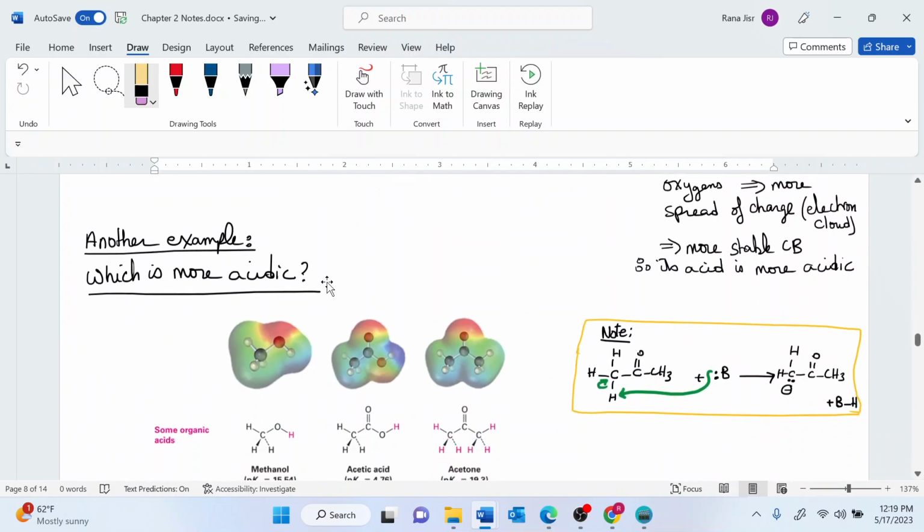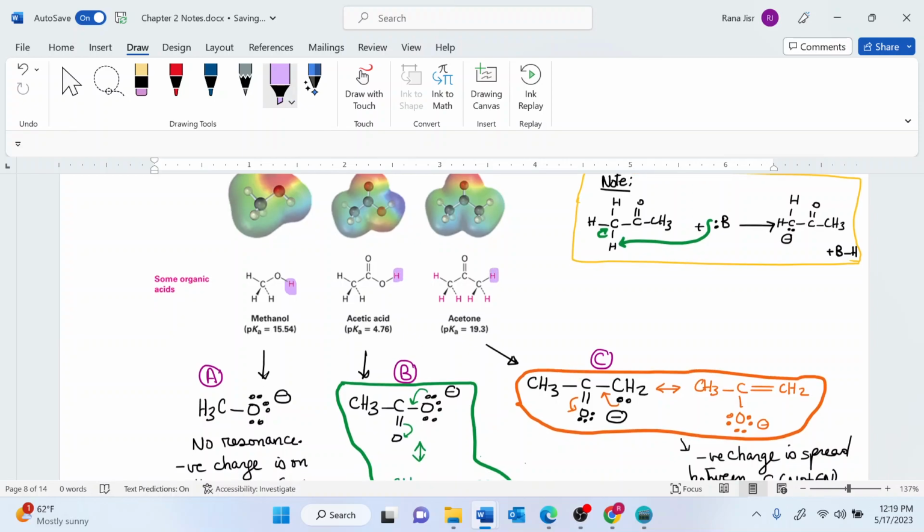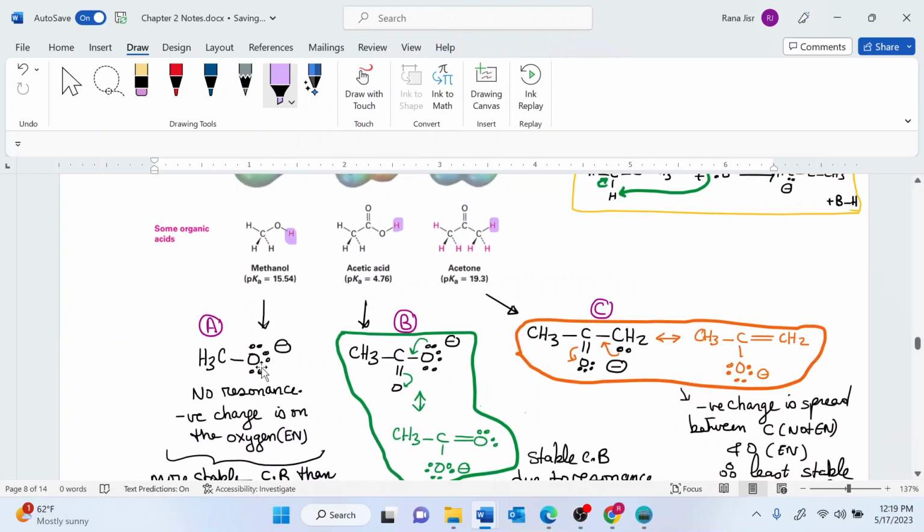Let's have another example. We have three different molecules. Which one is more acidic? You need to locate your acidic hydrogen and change each one of them into a conjugate base by taking away the acidic hydrogen. And then check the charge and how it is delocalized, in this case by resonance if there is any resonance. So once you change into a conjugate base, you can easily see that the charge is localized on the oxygen. There is no resonance in there.